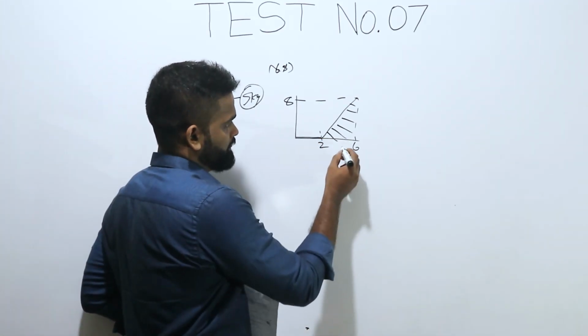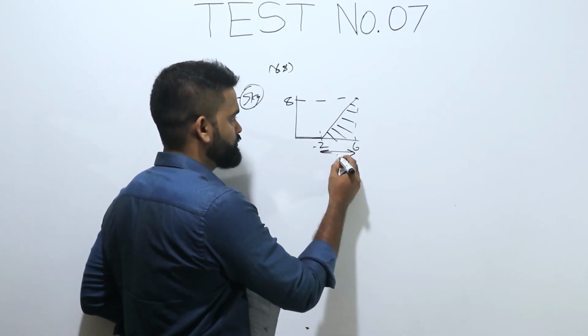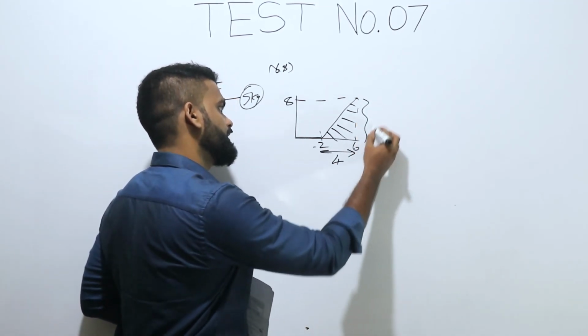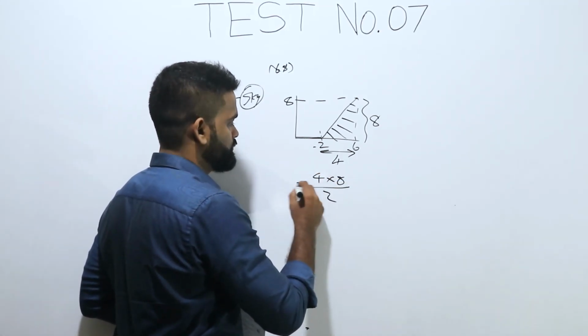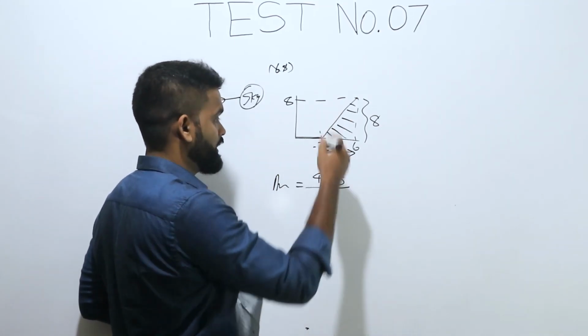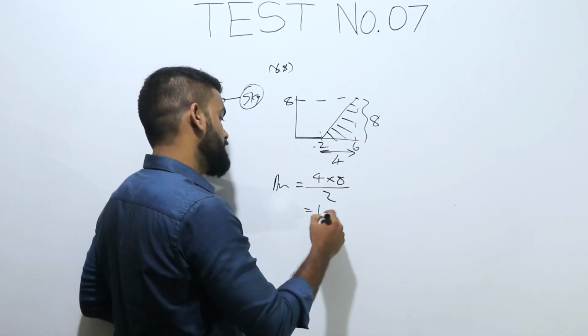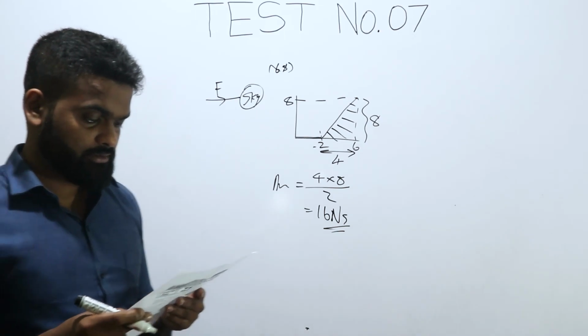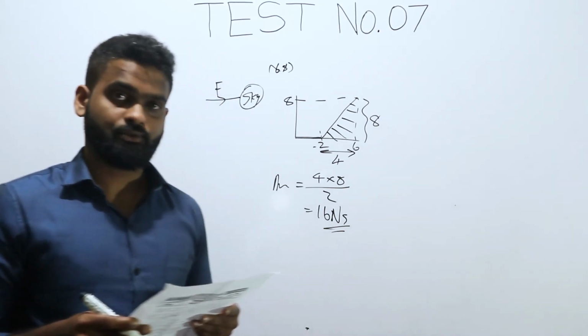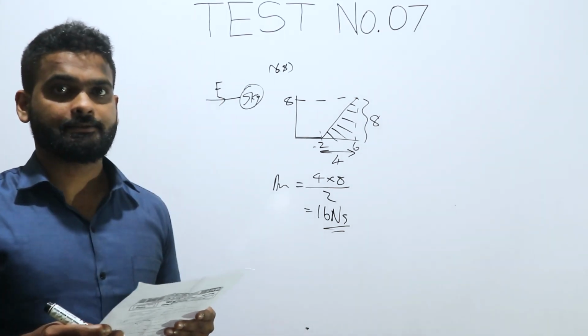Then this length should be 6 minus 2, that is 4. This length is 8. 4 times 8 divided by 2 is the area of that triangle. 32 divided by 2, that is 16 newton seconds. So the answer for that should be the first one, 16 newton seconds.